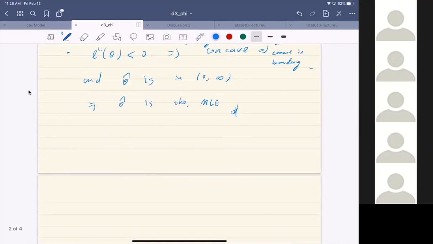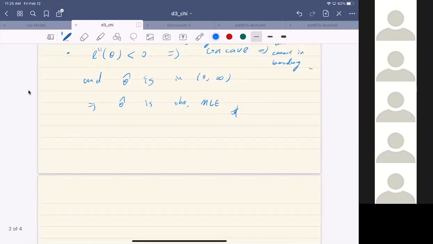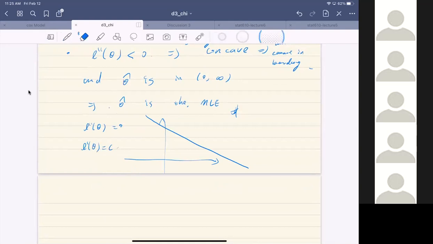What would the picture look like where it's concave but not strictly concave, and so we need to check the boundary? If the second derivative is 0, then we may look at a line. This is a constant, so it's a line. So you should check the boundary. Thank you. You're welcome.